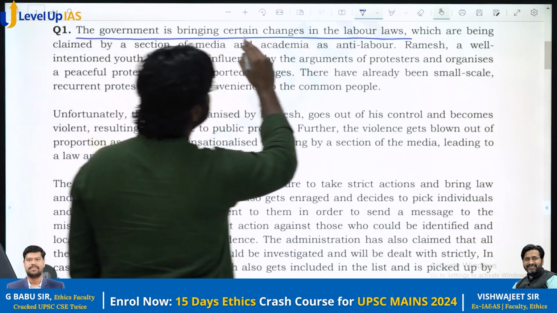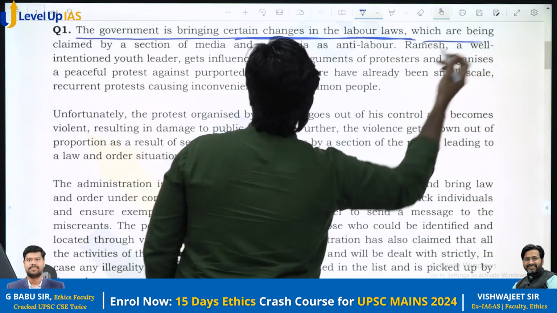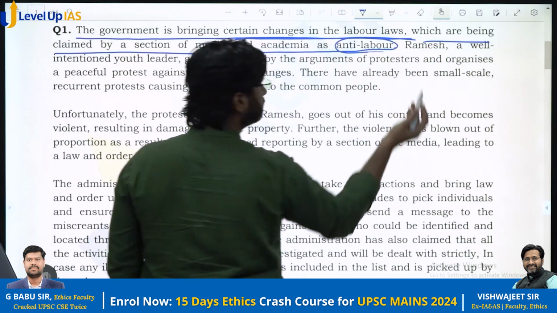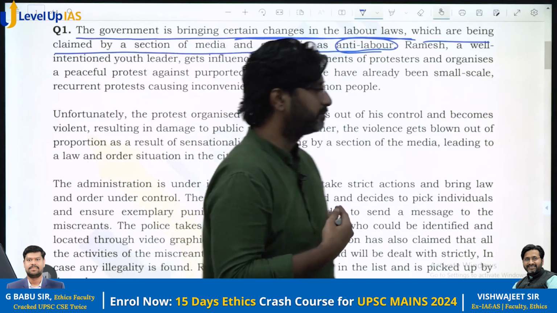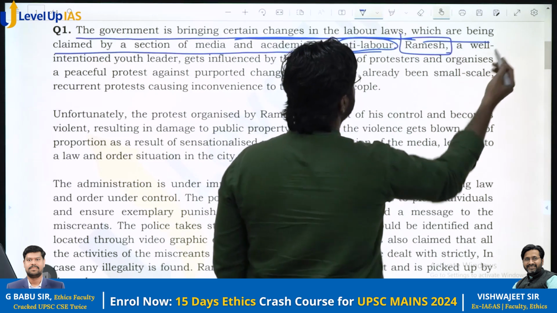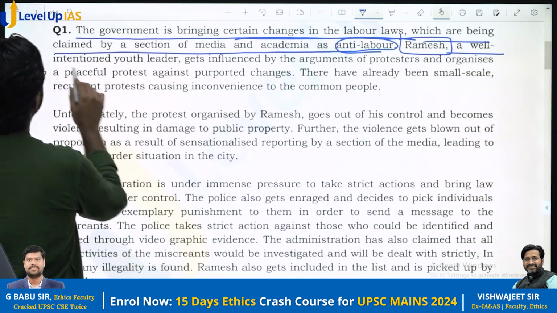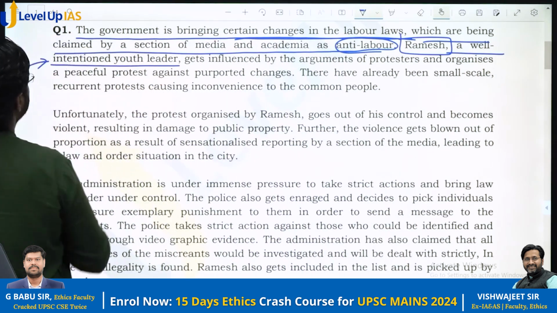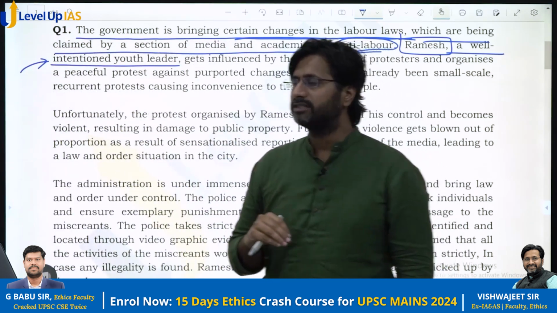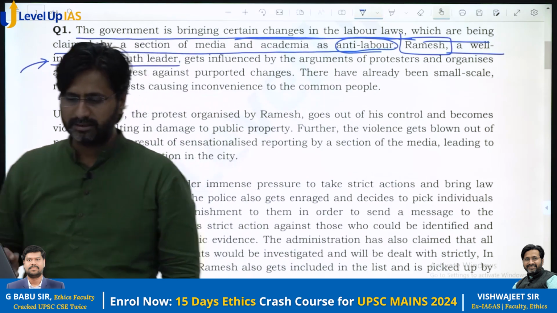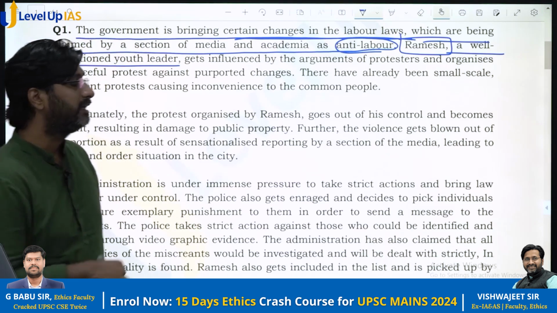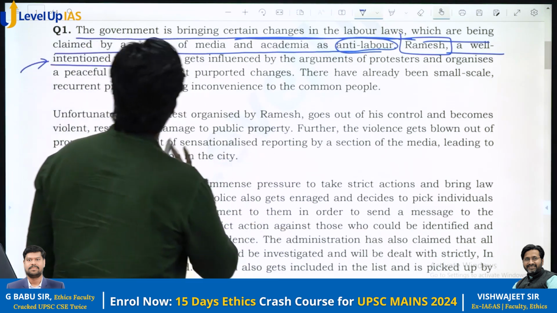The government is bringing certain changes in labor laws, which are being claimed by a section of media and academia as anti-labor. That's okay, that happens because some perspective is there that these are anti-labor. Now there is one person called Ramesh, a well-intentioned youth leader. Here you should not doubt that he is well-intentioned, because it is given. There might be an honest mistake on his part, but that doesn't make him somebody who is unethical or ill-intentioned for society. So he is well-intentioned, it's given.